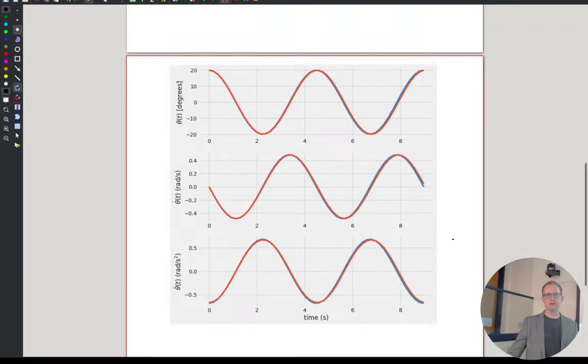Okay, yeah, so here, if we know that theta double dot is negative g over L times theta, right? So they look like the same curve because they should be the same curve, at least for small angles.